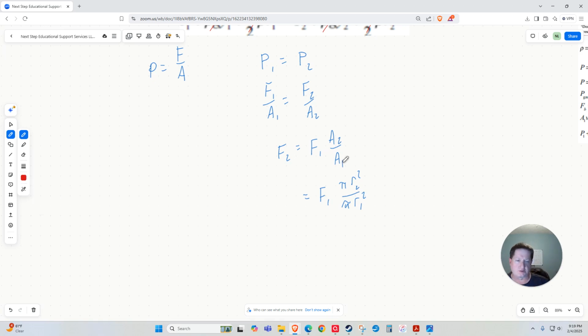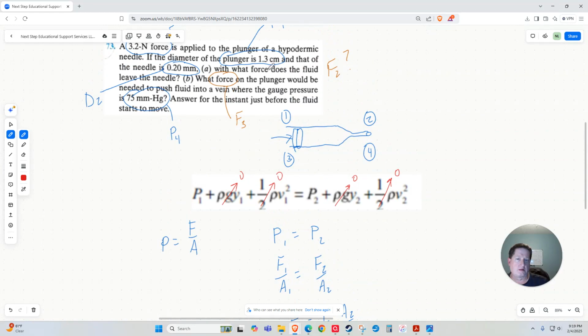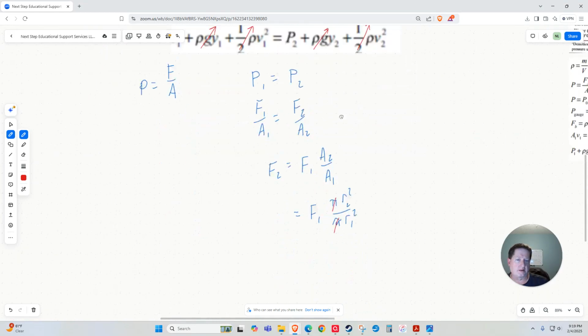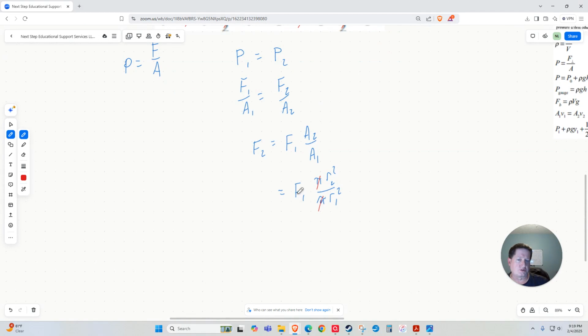Now, the pi's do cancel. And so you get the force of the fluid coming out of the needle is equal to the force being applied to the plunger times the ratio of the needle radius squared to the plunger radius squared. So now we're ready to make some value substitutions.